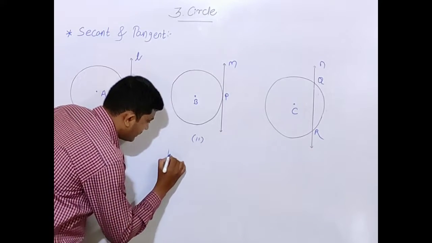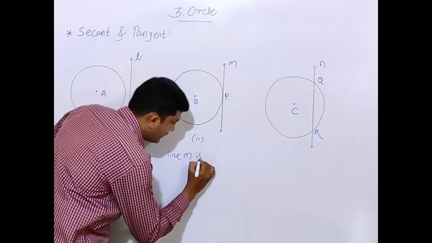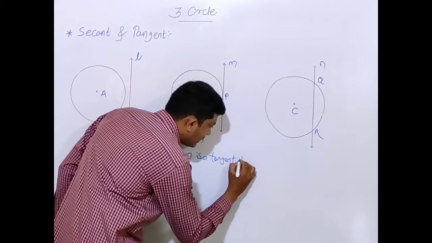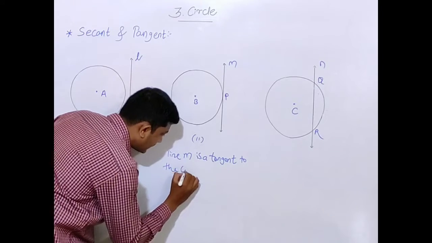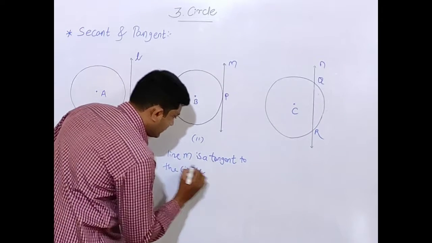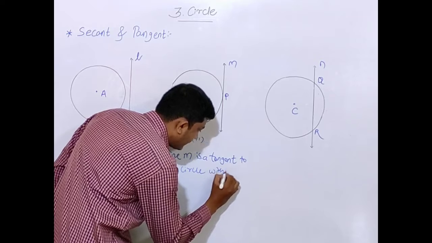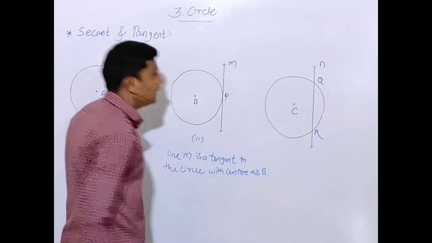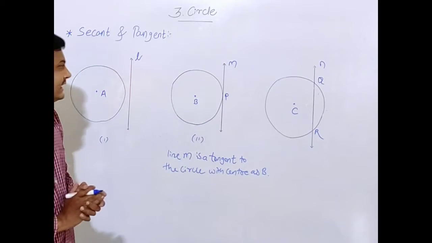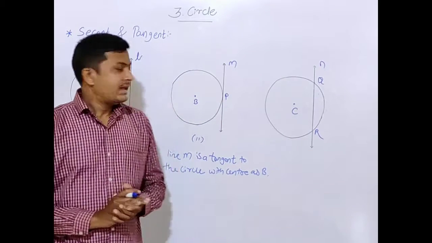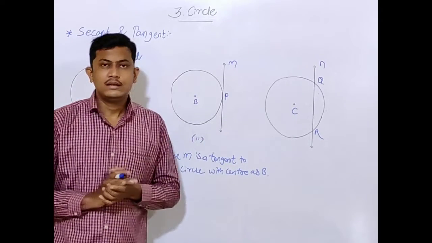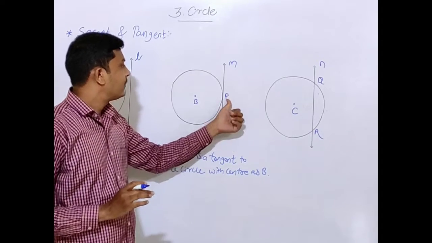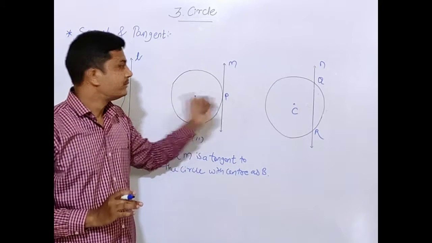Line M is a tangent to the circle with center B. So it is clear that a tangent means the circle and the tangent, that is a line, have only one point of contact. Here the point of contact is simply point P.